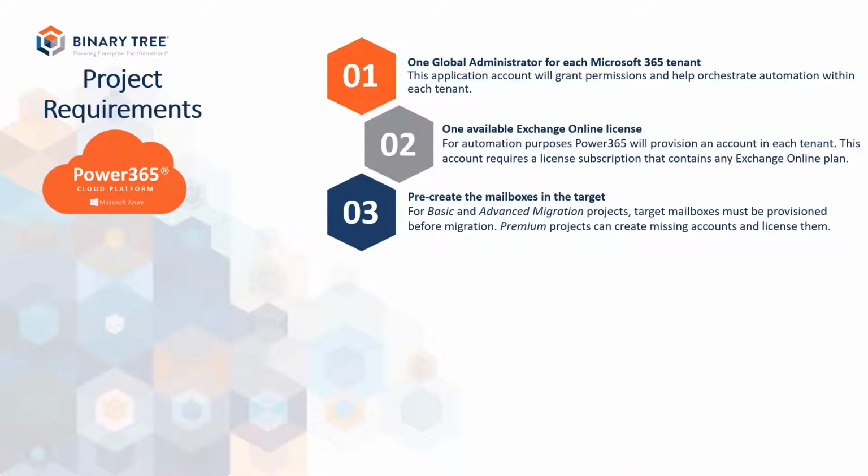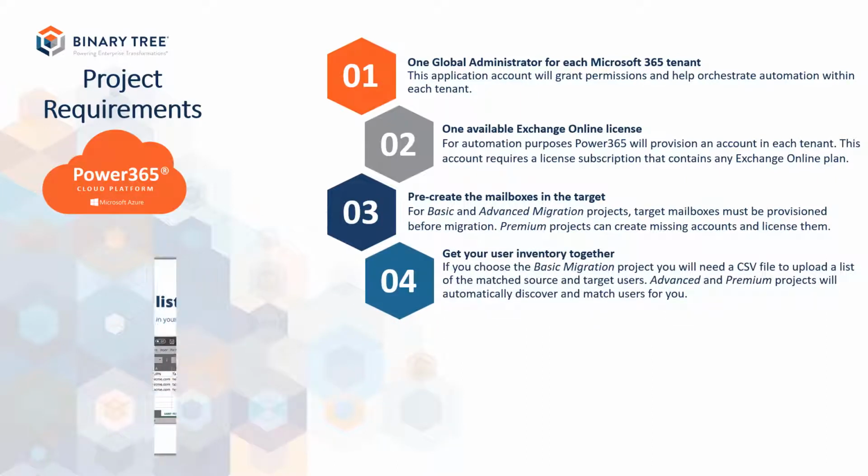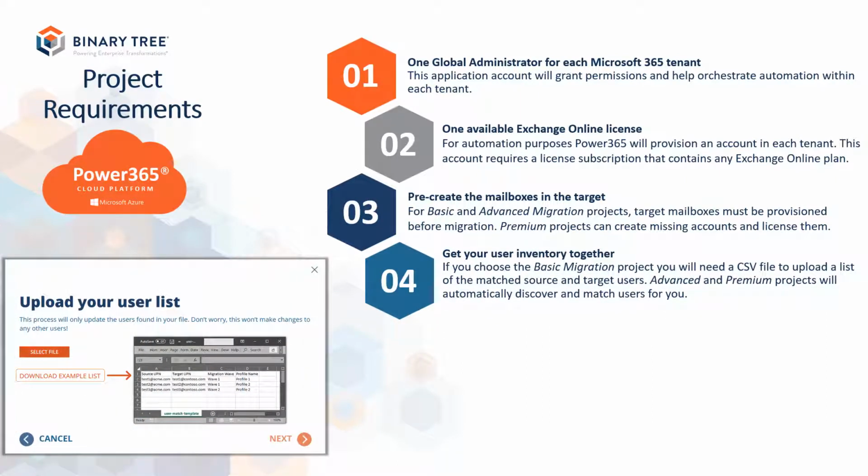If you're doing a basic migration project, you will need to upload a list of users to be migrated. You will need a CSV file to match all intended source users with their intended target user address. The file will consist of 4 columns: source UPN, target UPN, migration wave, and profile name. The last 2 columns are optional, and we'll provide a template to download during setup.